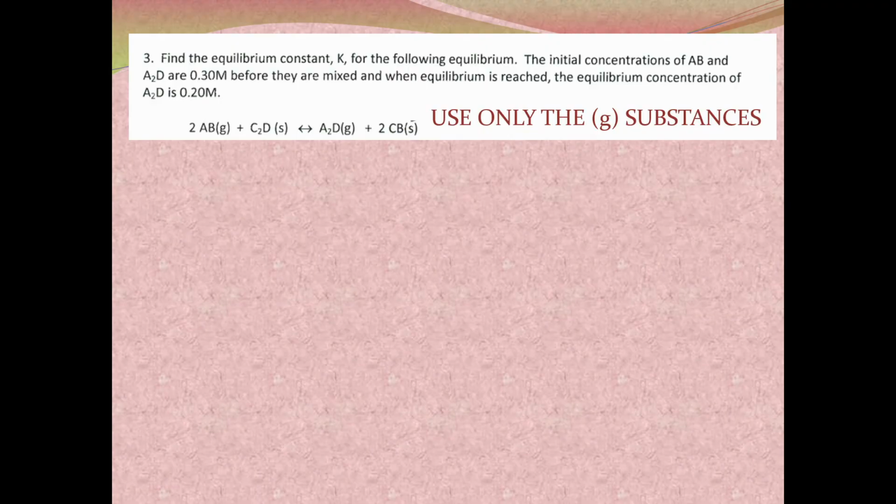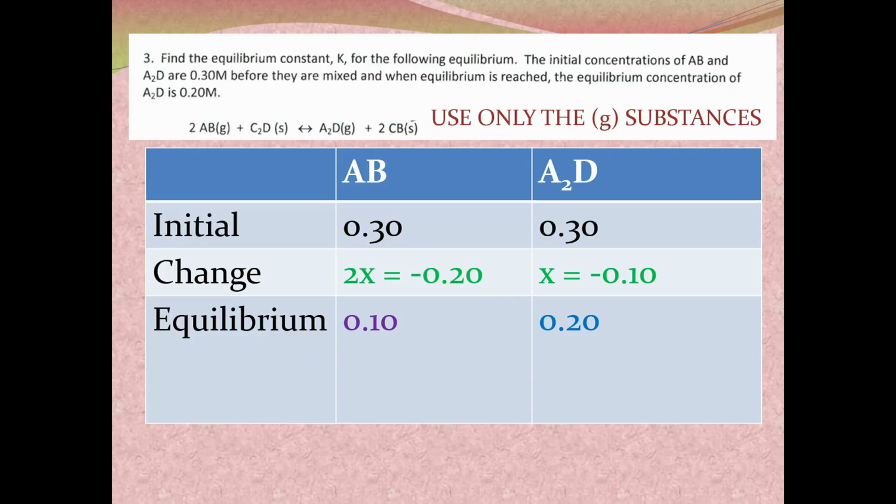So when I set up my ice box, those are the only two things I need. Okay, so I start with 0.3 of each of them, and at the end, I have 0.20 A2D. Now, my A2D went down. If my A2D went down, then what's happening to my AB?